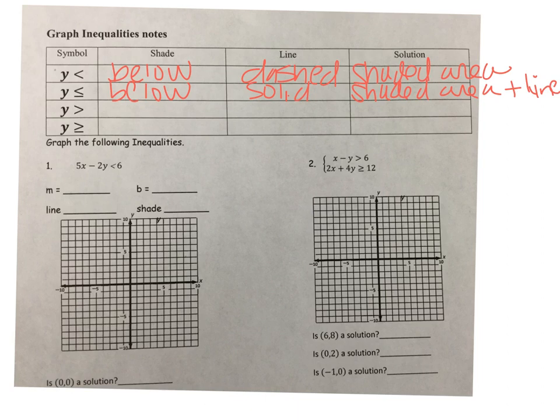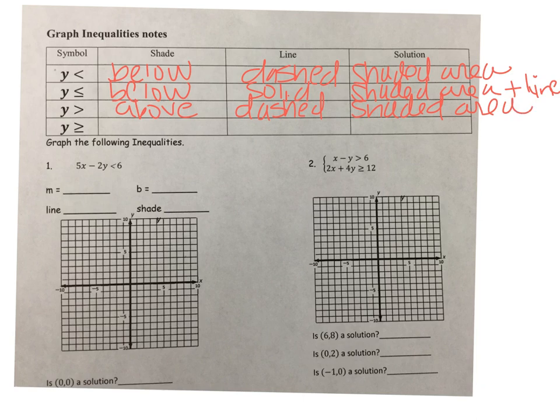Then we have y is greater than. Now if it's greater than, we're going to shade above the line. But since it's not able to be equal to those solutions, then we have a dashed line. Anything on that dashed line is not part of the solution set. So the solution is only in the shaded area.